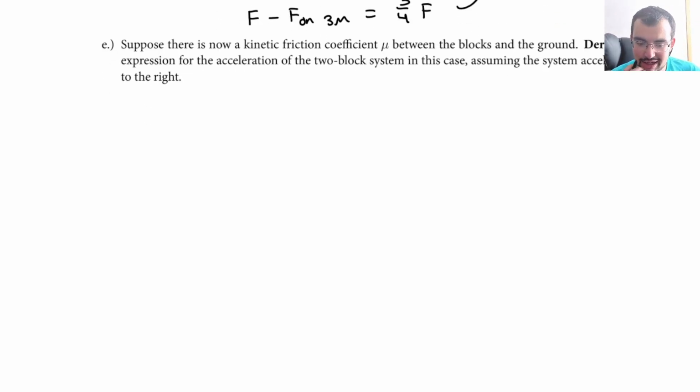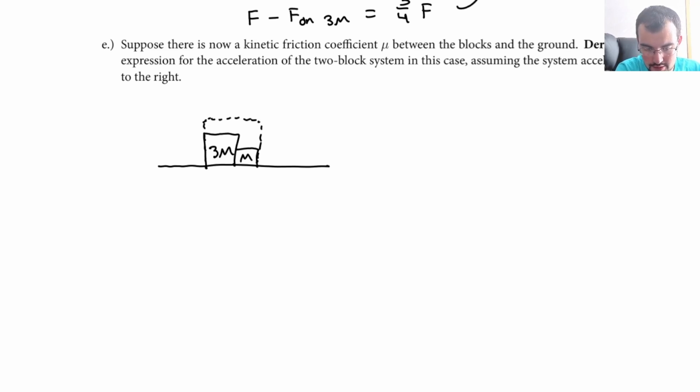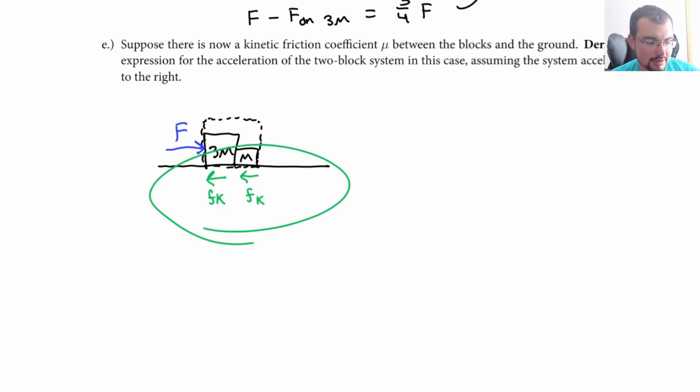All right, suppose there is now a kinetic friction coefficient. Derive an expression for the acceleration of the two block system in this case. So now, this was the big block. Now we're saying there's a kinetic friction coefficient. We're still pushing with F, that is still an external force. But now we have a kinetic friction force on the 3m, and we have a kinetic friction force on the 1m. And those are not internal forces because the ground, the entire Earth, is not part of this little bounding box.